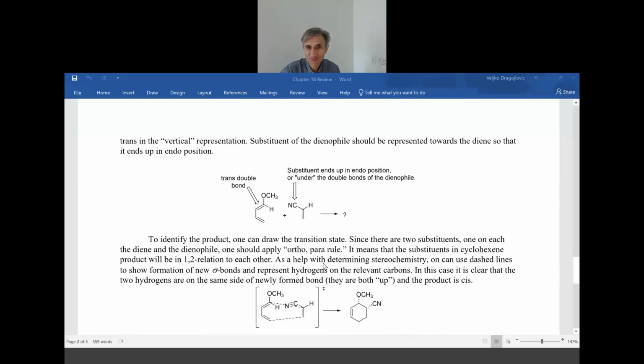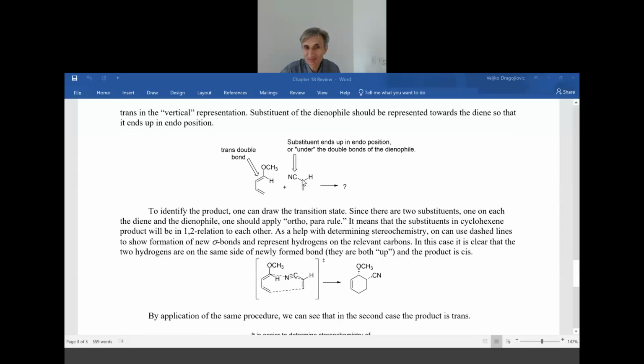So to figure out what the product is, you draw the transition state. You draw the transition state by connecting the carbons of the diene and dienophile that will form new sigma bonds. I indicate them here with dashed bonds. Unfortunately, here the substituent interferes a little bit, but this is the dashed bond. See, going from this carbon attached to oxygen, carbon 1, to the carbon attached to the nitrile group. And this is the other one.